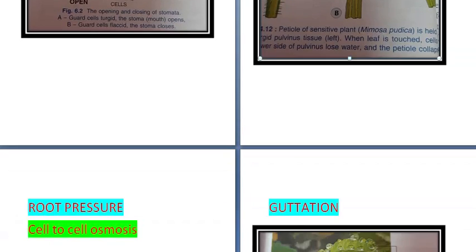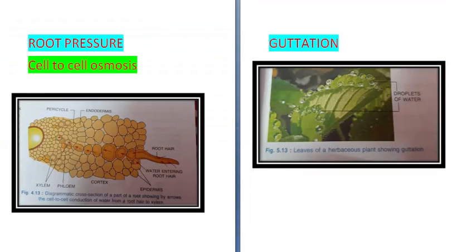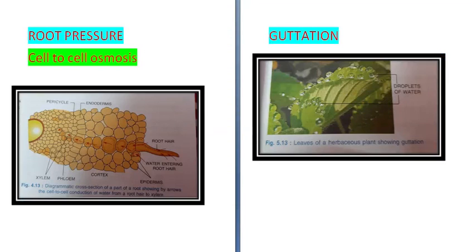Now next we come to root pressure. Root pressure is due to cell osmosis. Now see, when the water enters the root through the soil, how does it enter? What is the pathway of this water? This is shown in this diagrammatic cross section of a root, and through the arrows, cell to cell conduction of water is being depicted.